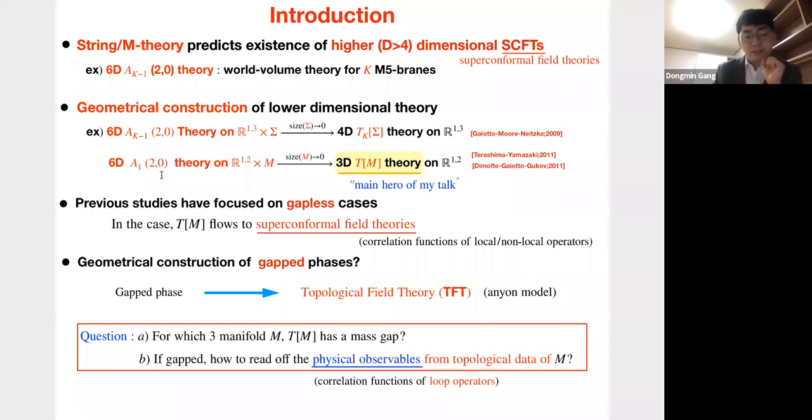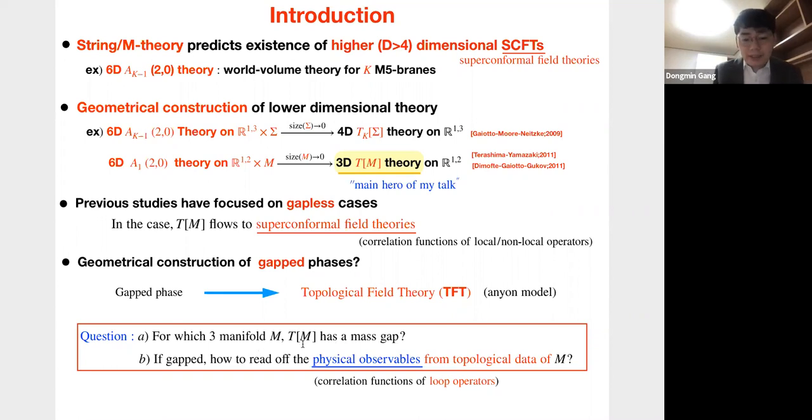So I briefly reviewed that using the 6D theory, we can engineer an infinitely rich variety of 3D theories, TM, and there are two cases for TM. One is the gapless case. In that case, this theory will be described by a superconformal field theory. And in our talk, I will focus on the gapped case. Then this theory will be described by the so-called topological field theory. Then one natural question you may ask is that this 3D theory is wholly determined by the choice of the internal three-manifold. Depending on the choice of this one, this can be either gapped or gapless. So the first question we want to ask is: for what kind of three-manifold does the resulting TM theory have a mass gap?